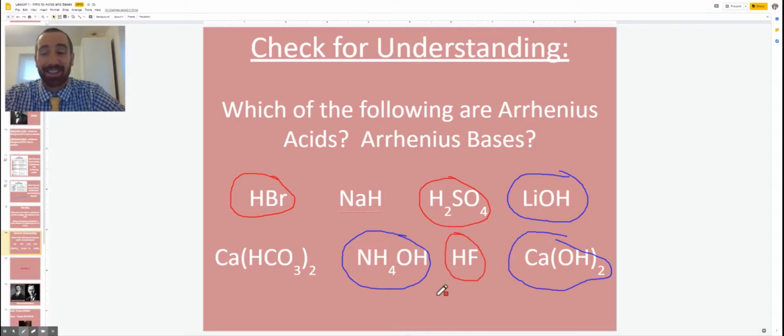That's hydrofluoric acid. That's the acid that's featured in Breaking Bad when the guy dissolves the dude in the bathtub. That's hydrofluoric acid. So the three substances in red are my Arrhenius acids. How do I know? Because they have H's on the front. Okay. And then the Arrhenius bases will be LiOH, CaOH2, and NH4OH because they have the OH at the end. Okay? All right. So moving on.